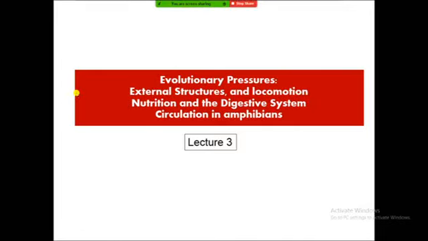Here is a brief outline of today's lecture: external structure and locomotion, nutrition and the digestive system, circulation in amphibians.